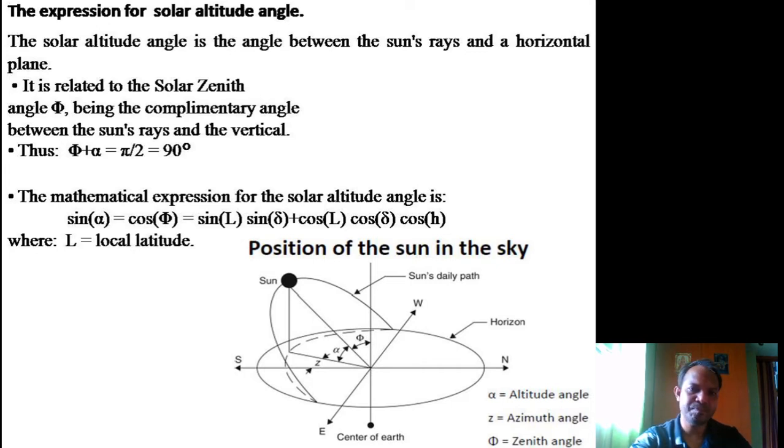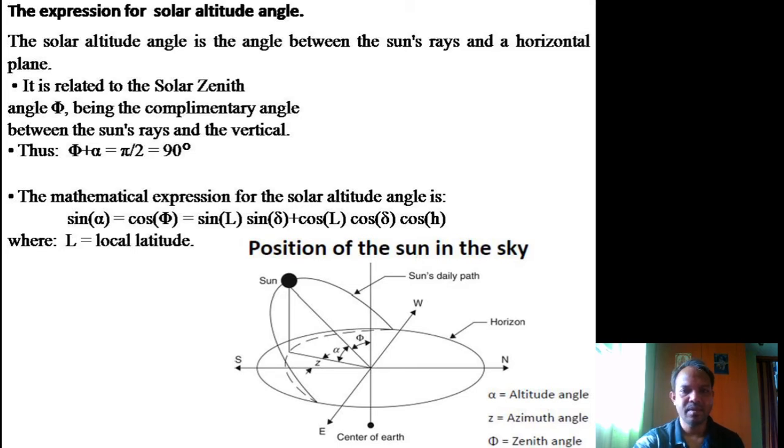They are interrelated. Now the zenith angle and the altitude angle will be equal to sine of L, where L is the local latitude, into sine delta. Delta is nothing but the declination angle we have discussed in the previous session itself. Plus the product of cos of latitude angle into cos of declination angle into cos of hour angle. That will give us the expression for the solar altitude angle.